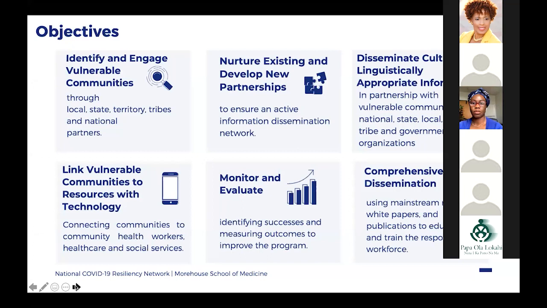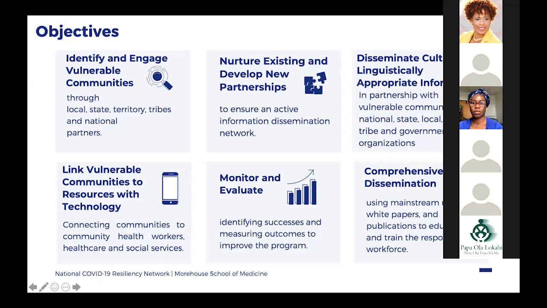Number 2, nurture those existing relationships and partnerships, but develop a dissemination network of information, but also activities using technology, using traditional methodologies, using community health workers to make sure that we can reach communities. Number 3, make sure that we're developing that culturally and linguistically appropriate messaging that can overcome those barriers to prevention, treatment, and also education and training when it comes to COVID-related services.